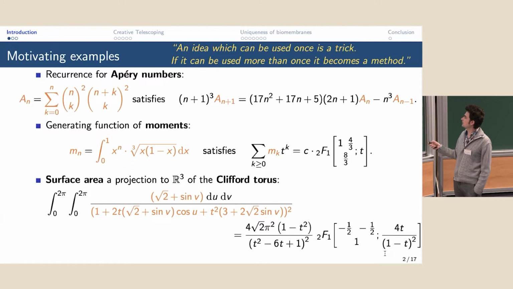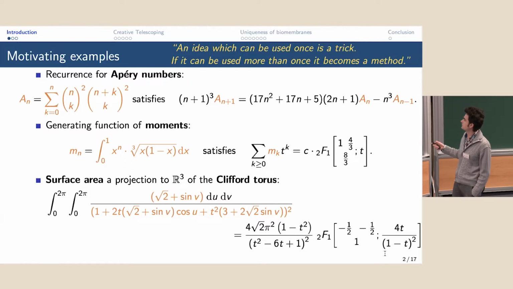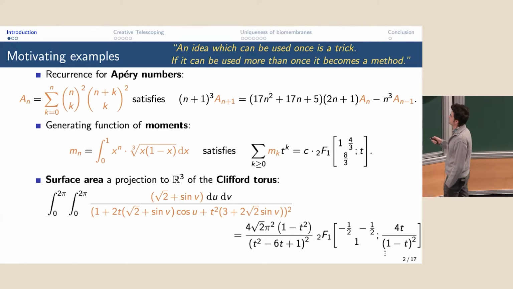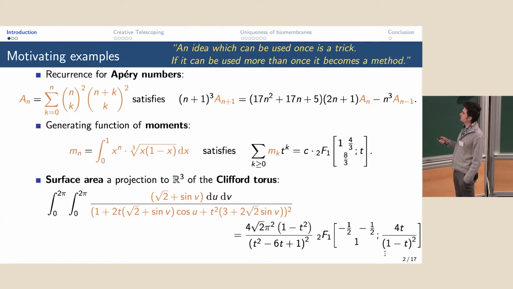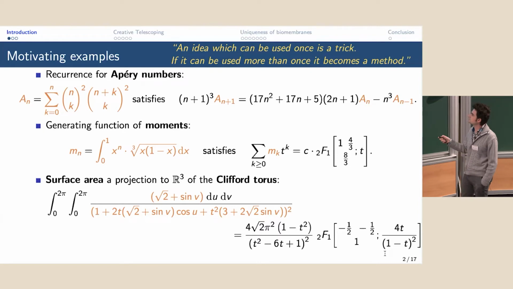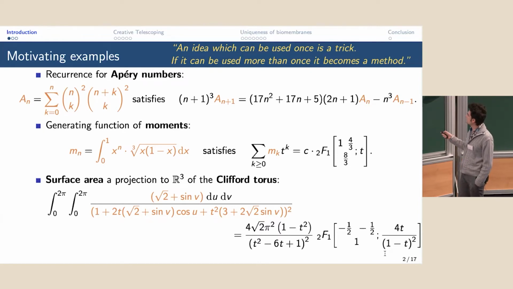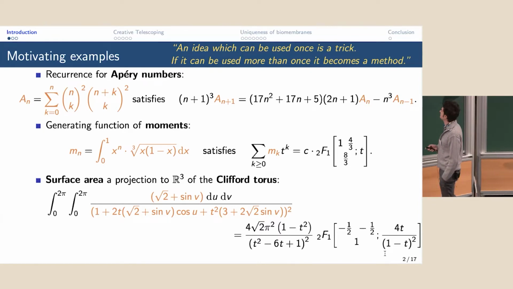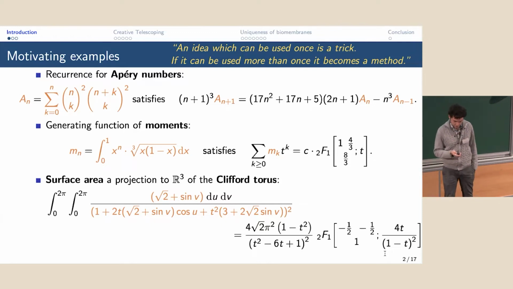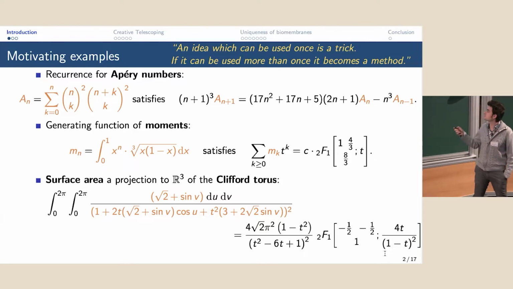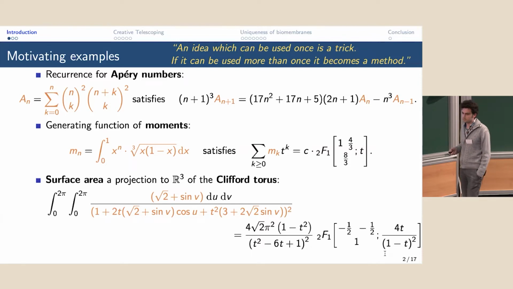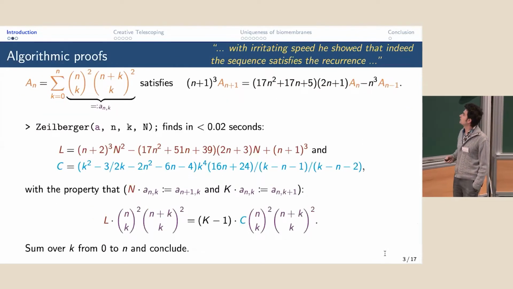A third example, which is what I will talk about in the second part of the talk, is the surface area of a projection of the Clifford torus to R3. If one just writes down the integral defining the surface area, one gets this thing, and it can be simplified to this very nice looking hypergeometric function which I will define. All of these three things can be proved by the same idea, which I show now.